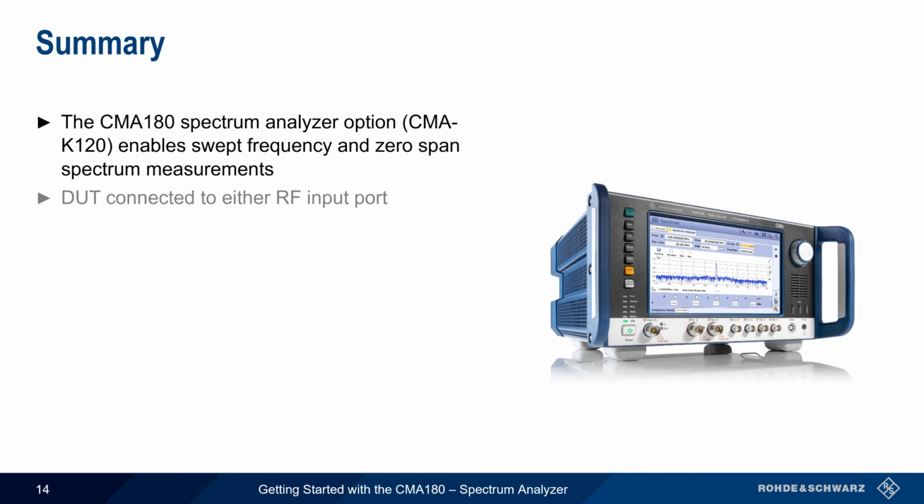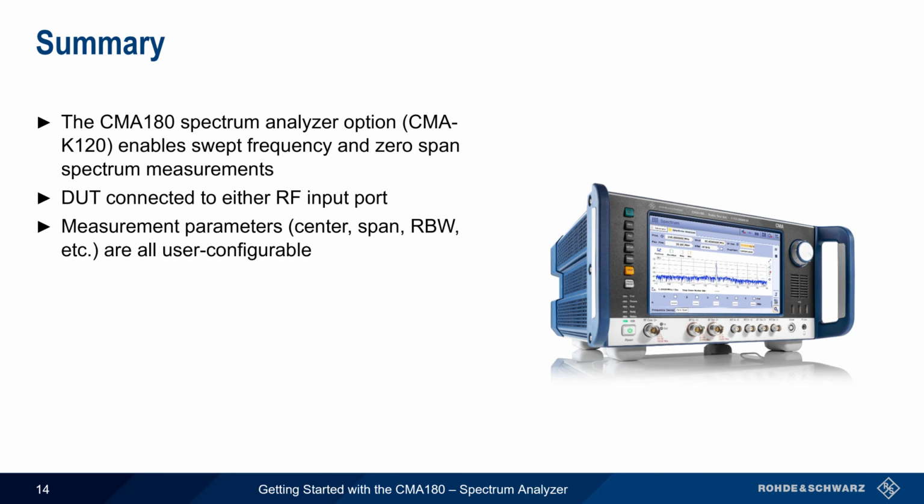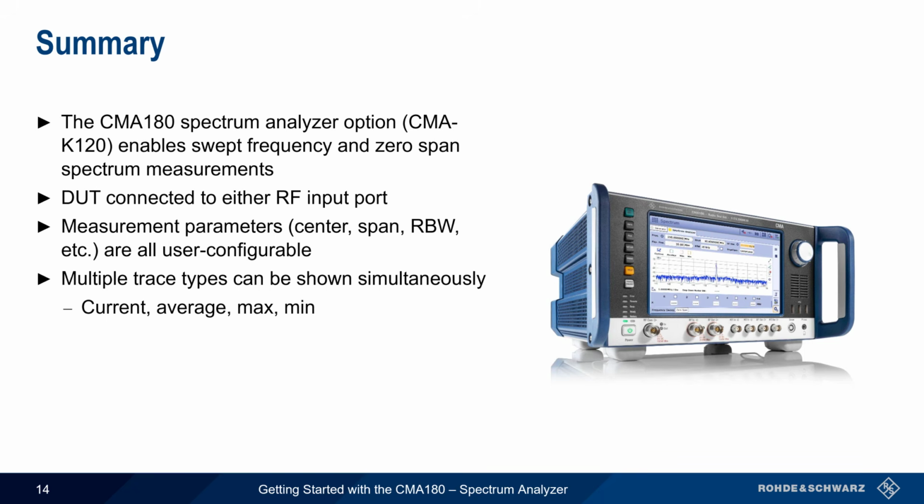The device under test can be connected to either of the CMA's 2 RF input ports, although be sure to observe the maximum input power for each port. Swept spectrum measurement parameters, such as center, span, RBW, etc., are all user configurable. Measurement results are shown as traces of power versus frequency, and multiple trace types, that is current, average, max, and/or min, can be displayed simultaneously.